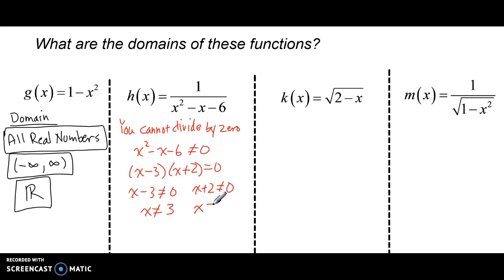And what you discover is that you can plug anything you want into this function except these specific two numbers. You cannot plug in 3. You cannot plug in -2. So the domain, the easiest way to say it is x is not equal to -2 or 3. And most of the time that's a perfectly acceptable answer.